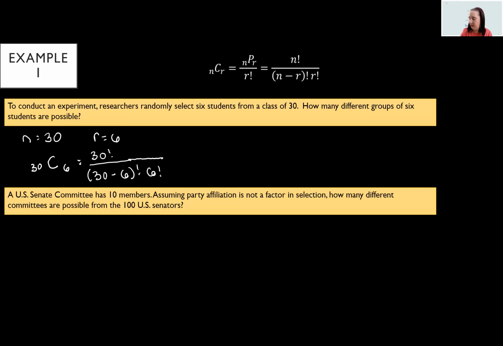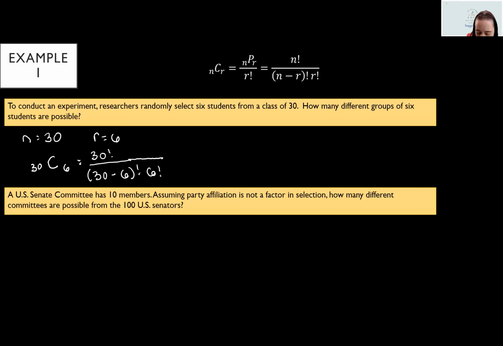So we have multiple choices for what we can do at this point. We could just put these numbers in our calculator and do 30 factorial, which is going to be a really big number. Then 30 minus 6 is 24, so that'd be 24 factorial, and then 6 factorial. We can do these as long as you have your factorial button on your calculator. For small numbers like this, I actually suggest trying to make it smaller first by canceling things out.